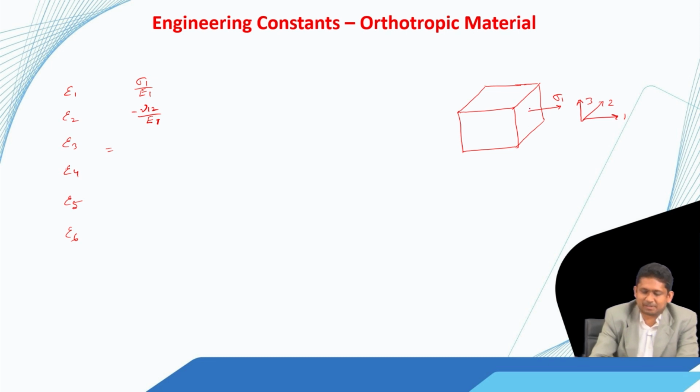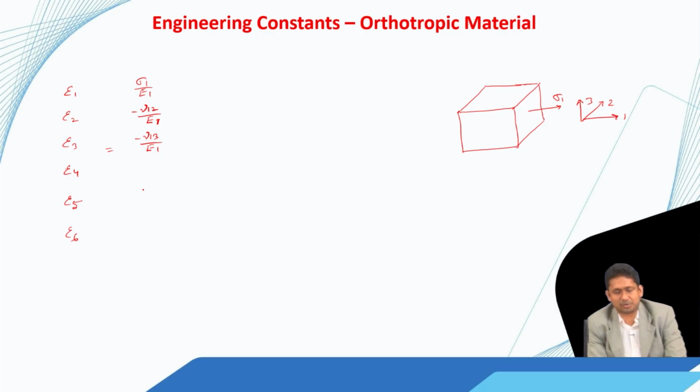Similarly, because of this sigma 1 there is going to be a strain in direction 3, which we can write as minus nu 1 3 divided by E 1. Now, in orthotropic materials there is no extension shear coupling. So, epsilon 4 5 6 are not going to be induced.